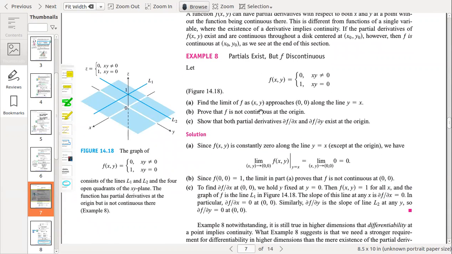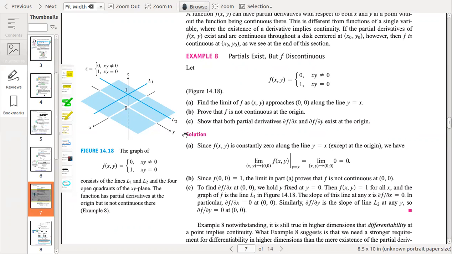So next example: partial derivatives exist but f is discontinuous. Sometimes it happens that partial derivatives exist, but even then the given function is not continuous. So this is an example of such a function. f of x, y is equal to 0 if the product xy is not 0, and equal to 1 if the product is equal to 0. Find the limit of f as (x, y) approaches (0, 0) along the line y is equal to x. Prove that f is not continuous at the origin. Show that both partial derivatives exist at the origin.